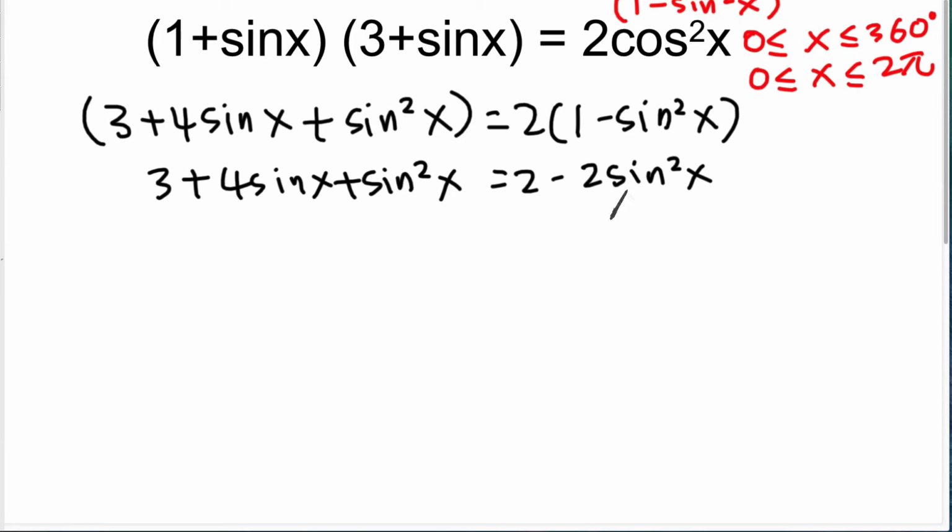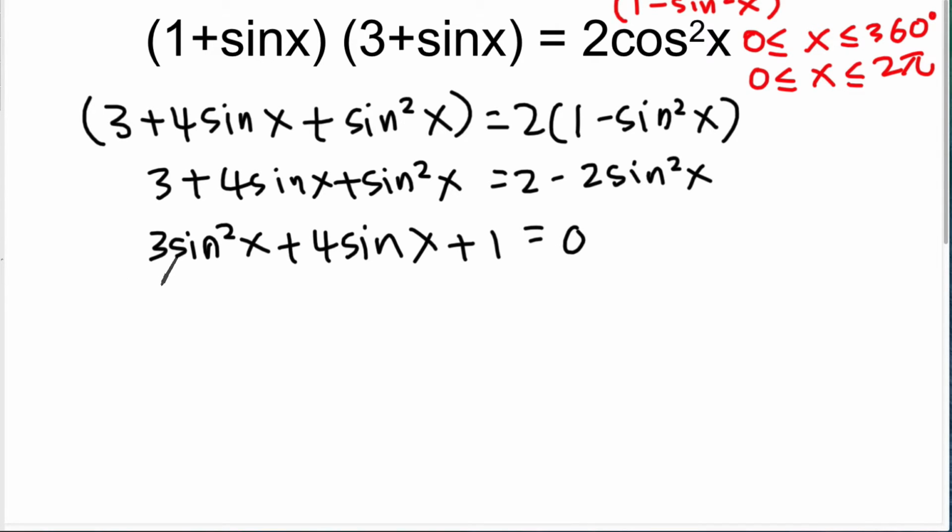Then I move everything to one side and make it become 0. I move this one first. I always put the square term in the first place. So sine square x plus 2 sine square x, I get 3 sine square x, plus 4 sine x. 3 minus 2, we get 1, equals 0. And then I just factorize it easily.